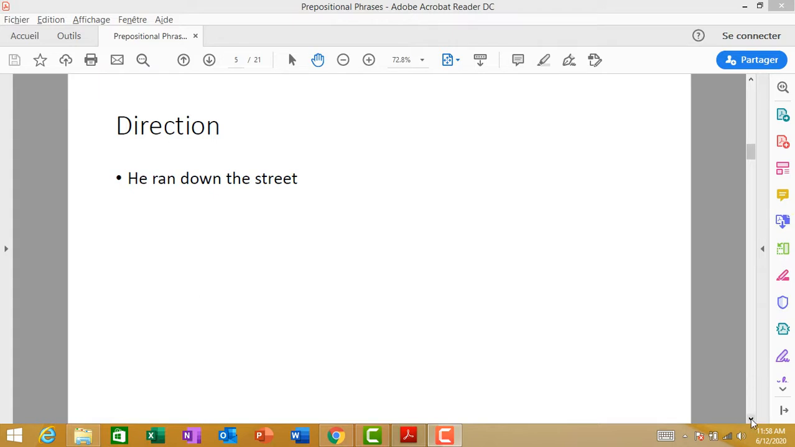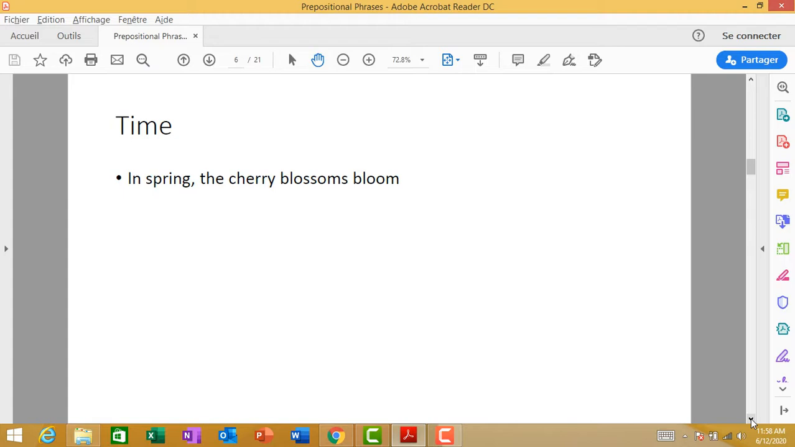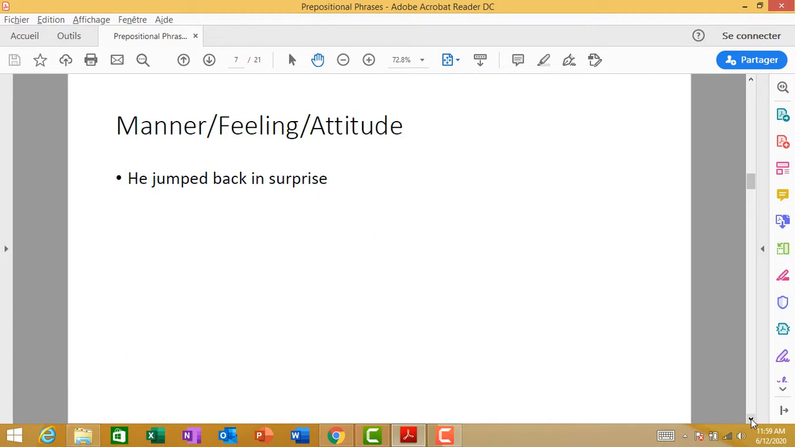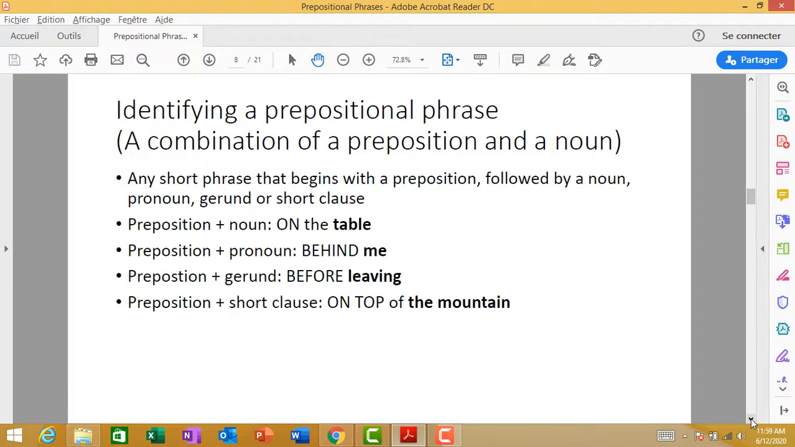And they express time. In spring, the cherry blossoms bloom. They express manner, feeling, attitude. He jumped back in surprise.